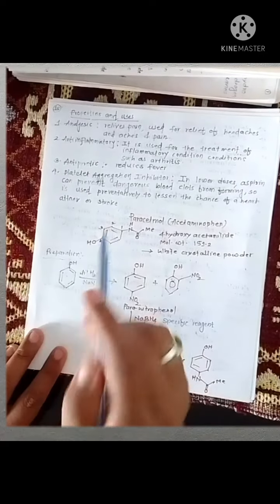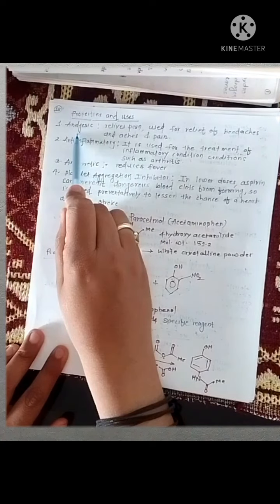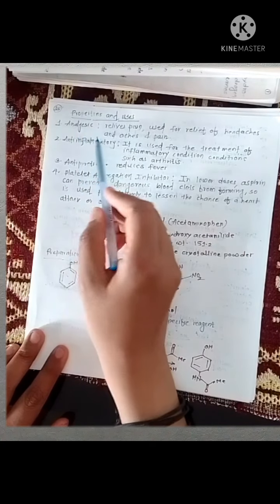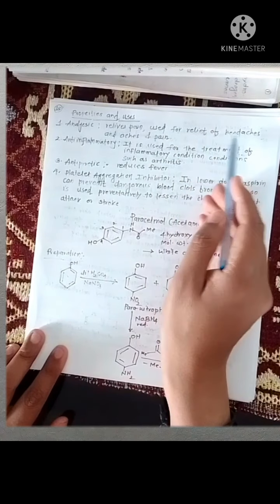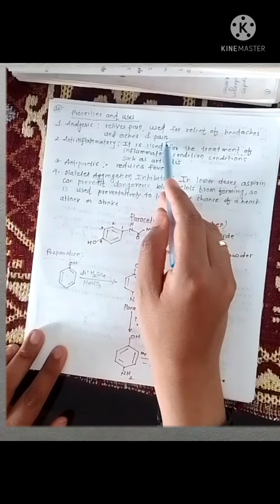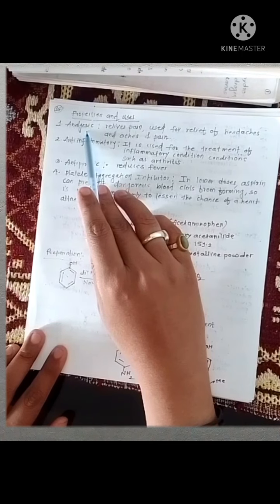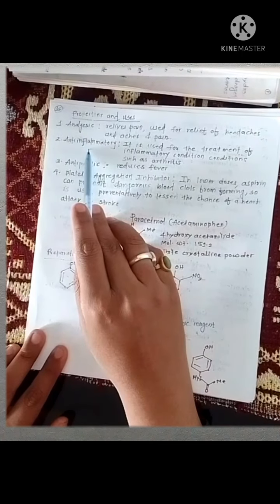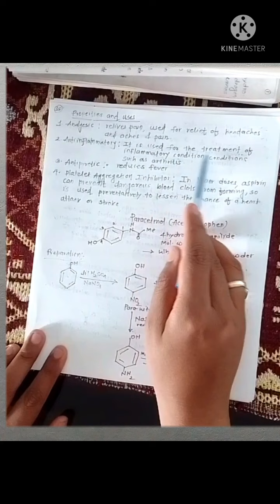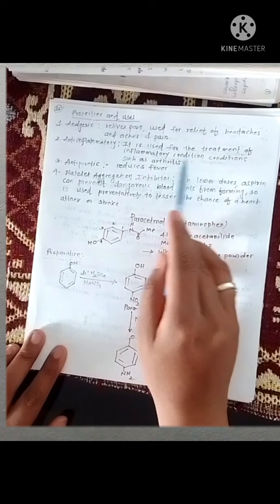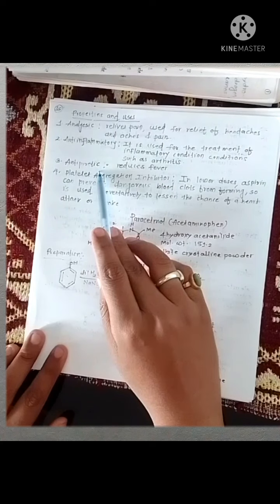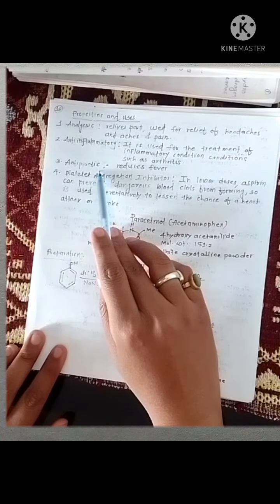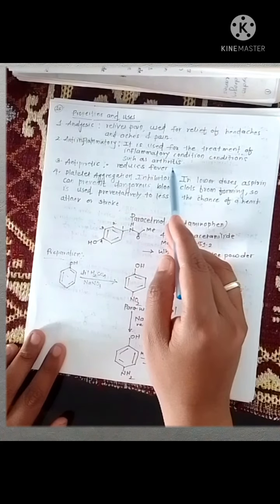Properties and uses of aspirin. Aspirin is analgesic. What is meant by analgesic? Any drug which relieves pain, used for the relief of headache and body ache and pain. It is just known as analgesic effect. What is anti-inflammatory? It is used in the treatment of inflammatory conditions such as arthritis. Antipyretic: it can be used as an antipyretic drug because it reduces fever.